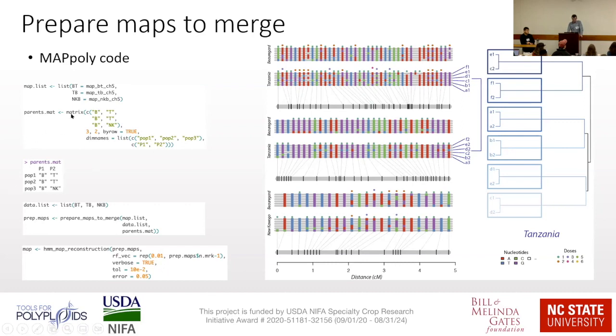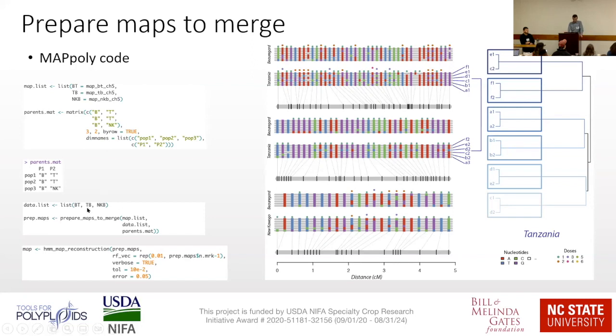You need to have a matrix for the parents. In this case, we have parent 1 and parent 2, and the populations each of these parents are in. In this case, population 2 is TB, but in this case, we have BT. We just swapped the parents. You need also a list for the data sets for each one of these maps, which is straight from MAPpoly.